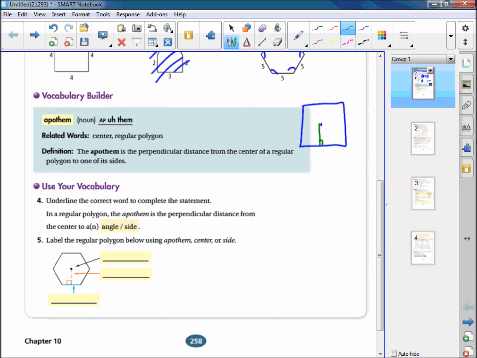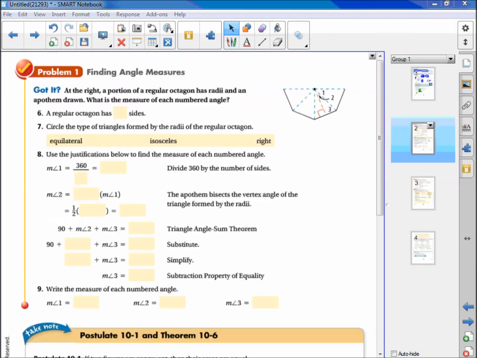All right, so underline a correct word to complete the statement. In a regular polygon, the apothem is the perpendicular distance from the center to a side, not an angle. Label the regular polygon using apothem, center, or side. So the center is that dot in the middle. A side is definitely the blue one here. And then the apothem is here. Apothem.